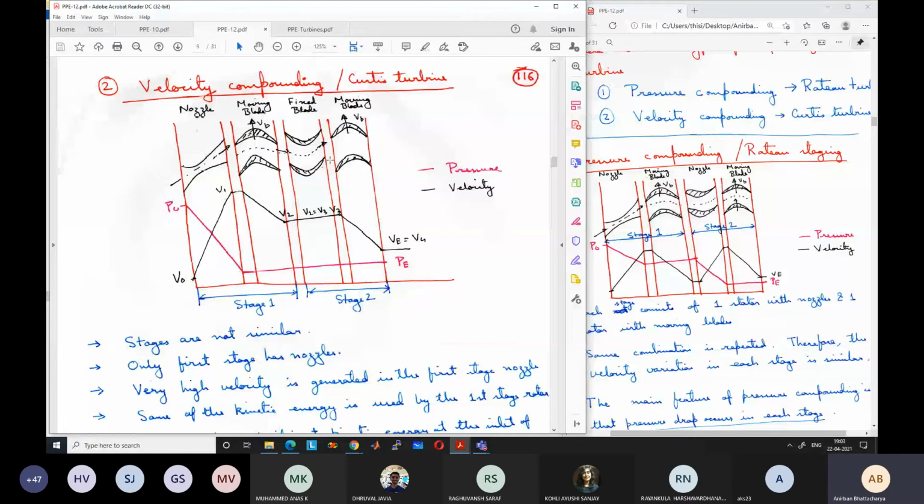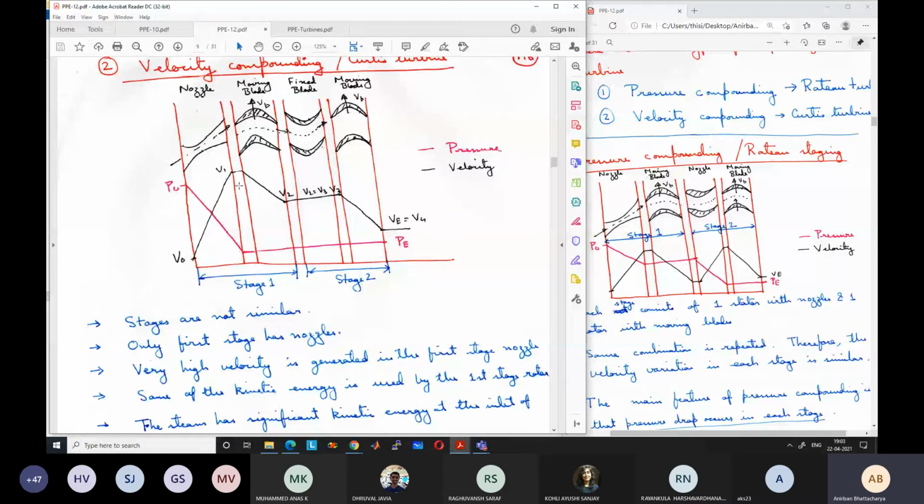Because the velocity is changing from each stage, you can see directly from the velocity diagram that the first stage velocity diagram is different. At the first stage rotor, the inlet velocity is V1 and the exit velocity is V2. So the inlet velocity is very high, and the exit velocity is also quite high. In the second stage rotor, the inlet velocity is V3, which is equal to V2, the first stage outlet velocity, and the outlet velocity is even lower, V4. So the second stage deals with much lower velocity as compared to the first stage. Okay, so the velocity diagrams are not the same for each stage.